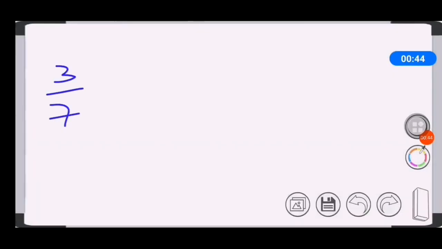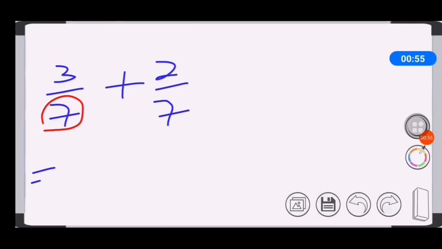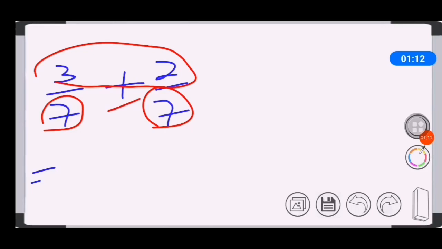over 7 and 2 over 7, you can see that in this work, the denominators have already been given as a 7. They are the same. So since the denominators are the same, you don't do any extra work by changing them into a common denominator because they are already common for you. So what you do here is you operate on your numerators according to the sign given.